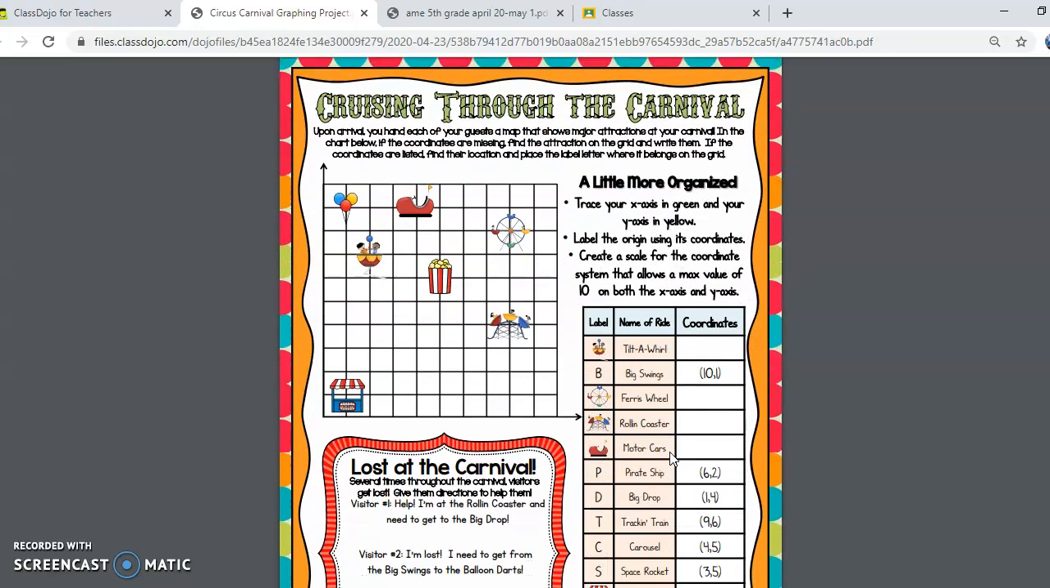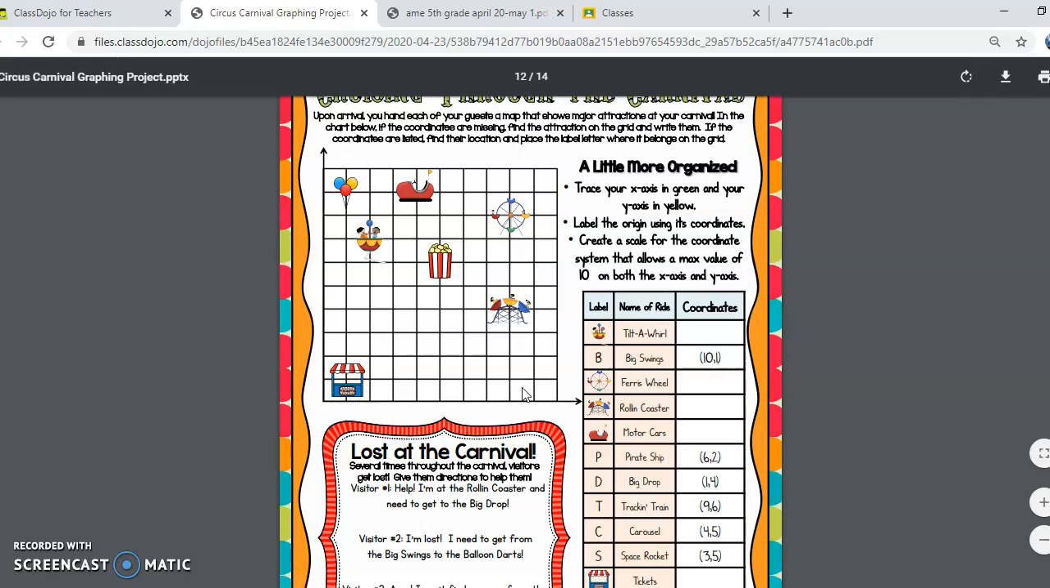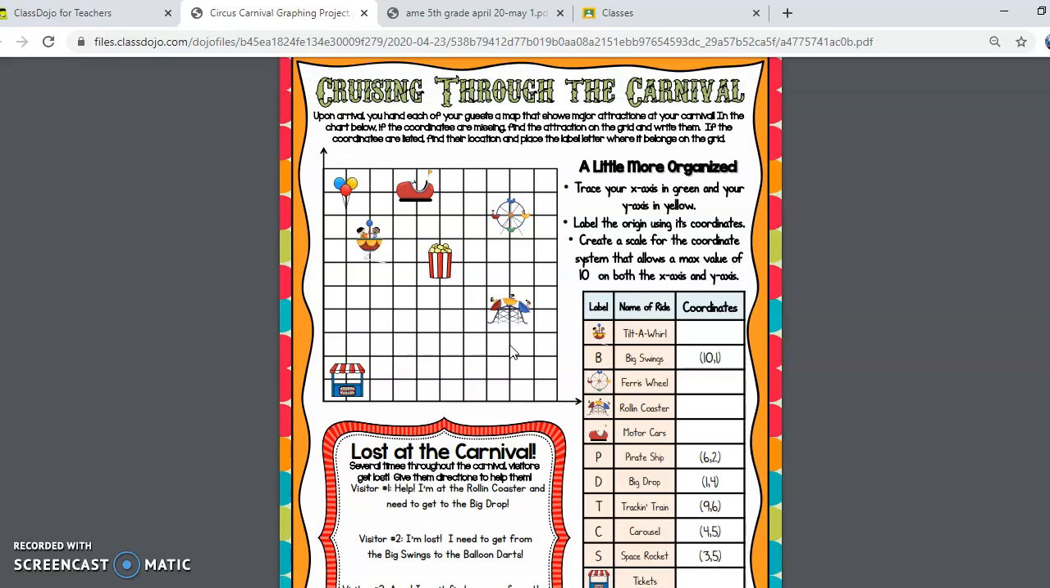Here, this is like graphing. This is your x-axis here. You'll trace that in green. Y is yellow. Okay, so it's over, up with these. So I go over 10, up 1 to plot the big swings.